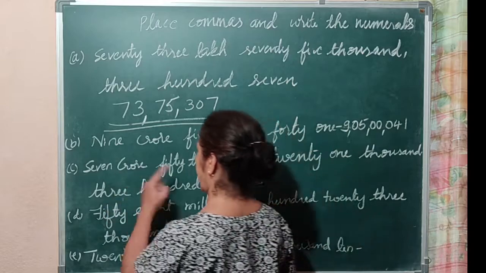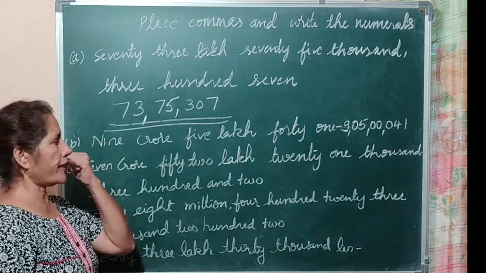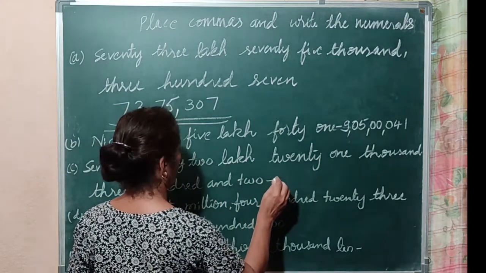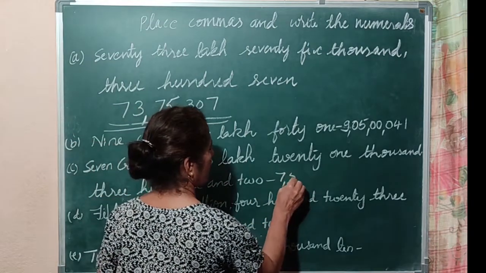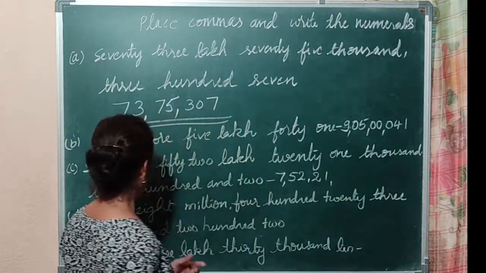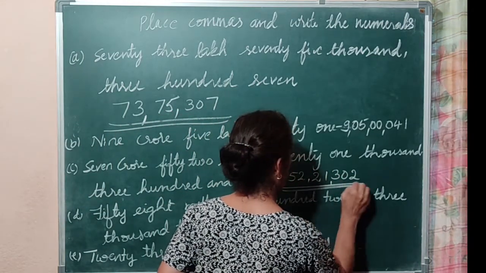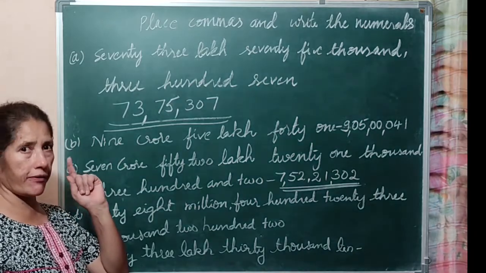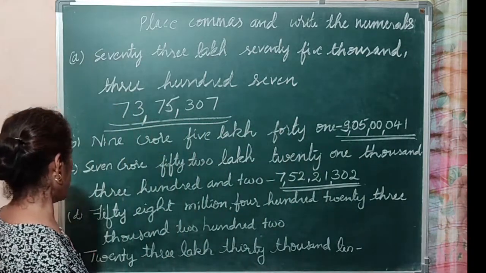Now you go to the third one. 7 crore 52 lakh 21,302. All the places are there. See. 7 crore, comma. 52 lakhs over 21,000 over 302. Finished. This is the answer. 7 crore 52 lakhs 21,302. Right?